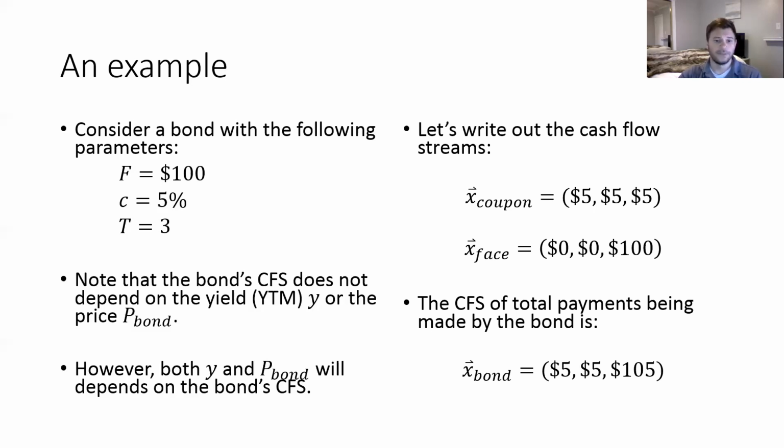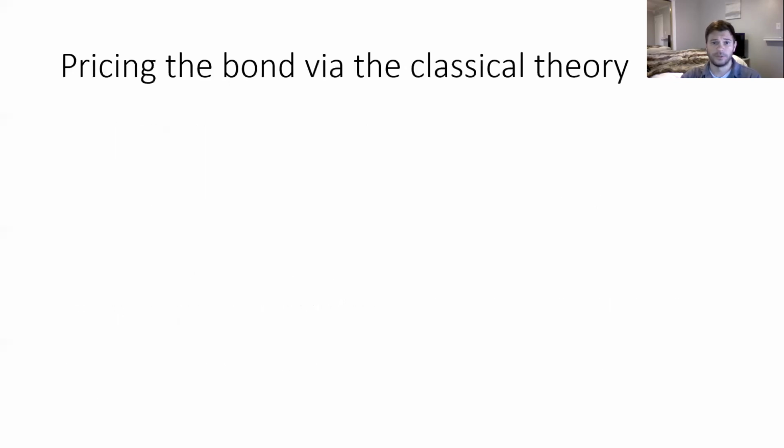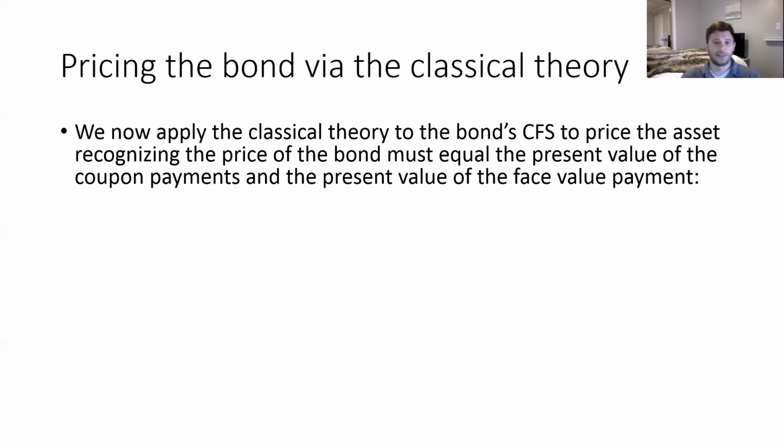Okay, now, given that we've written the cash flow structure of the bond, what we would like to do next is figure out what the market value price of that bond is. And to do this, we're going to apply the classical theory to the bond's cash flow stream and argue that the price of the bond itself should equal the sum of the present value of the coupon stream as well as the present value of the face value payment stream.